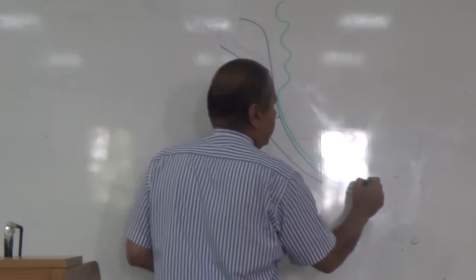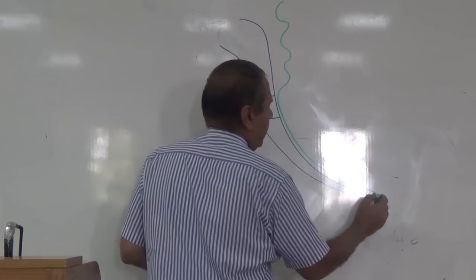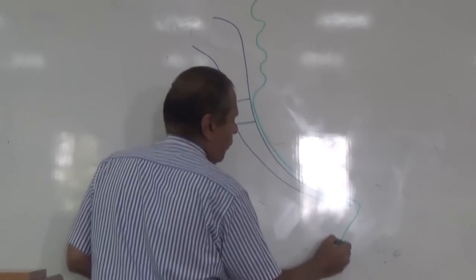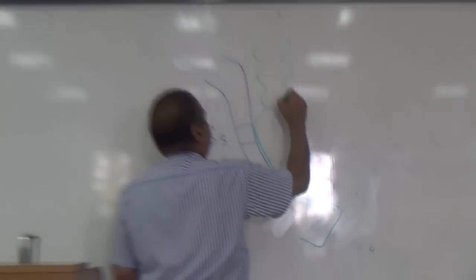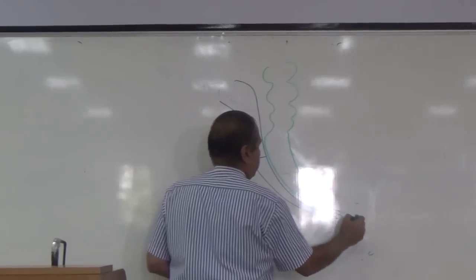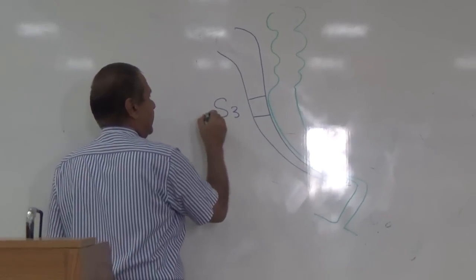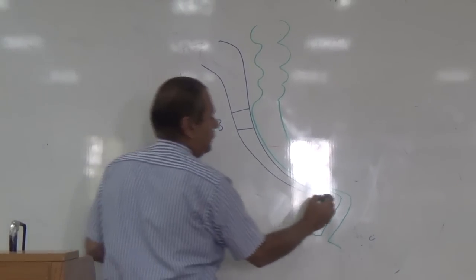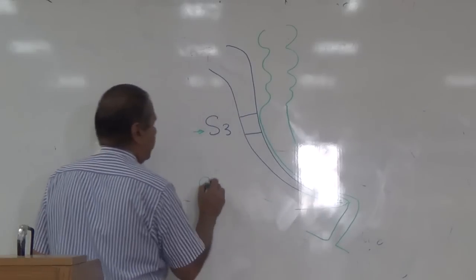The rectum ends 1 centimeter in front of the tip of the coccyx by turning backward and downward to form the anal canal. So the rectum starts at S3 and it ends in front of the tip of the coccyx at this anorectal junction.